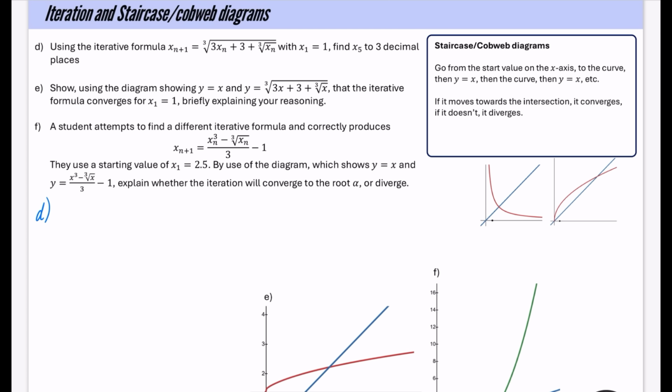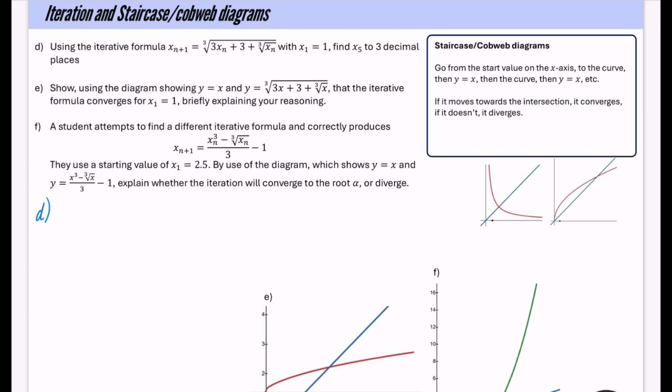And then I'm just going to put that into the calculator. Now, the way I put this into the calculator is I would type 1 into my calculator, and then I would press the equals button. And then on my calculator, I'm going to type in this. I'm going to do 3 answer plus 3 plus the cube root of the answer. Now, if I do this, I will just be able to keep hitting the equals button, and I will get all of the different values that I've got here.